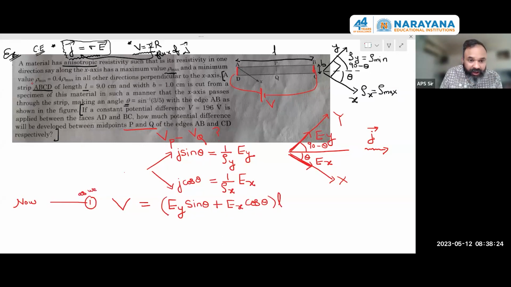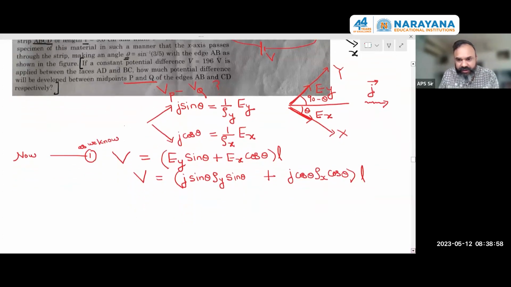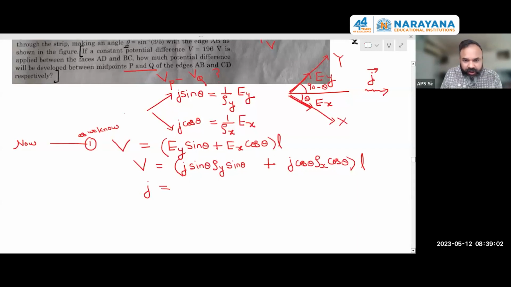Now I can say, as given in the problem, that this is V. Now do one thing: substitute your Ey and Ex in terms of J. So your Ey is J sin theta rho y, into this term sin theta, plus your Ex is J cos theta rho x, and there is a cos theta term, and basically this multiplied by L is giving you this value V. Now from this equation, if I take J common, I'm getting V upon L, rho y sin square theta plus rho x cos square theta.